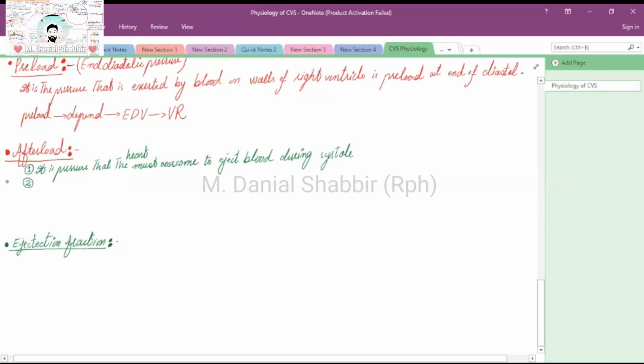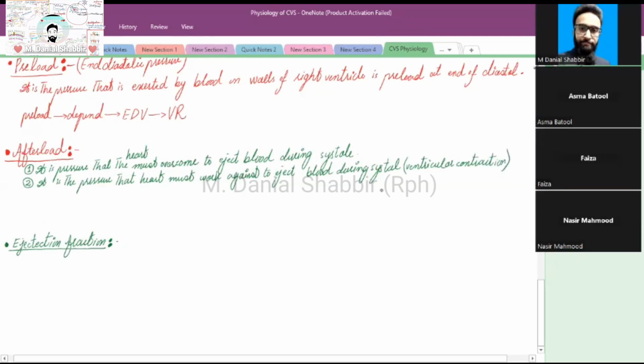Second definition. It is the pressure that the heart must work against to eject blood during systole, or you can say during ventricular contraction. Okay. Next definition.